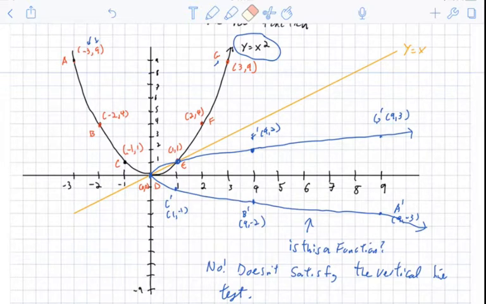So what we do is we say, okay, instead of this particular function, we're going to only consider half of this function. So let's forget about these points here.